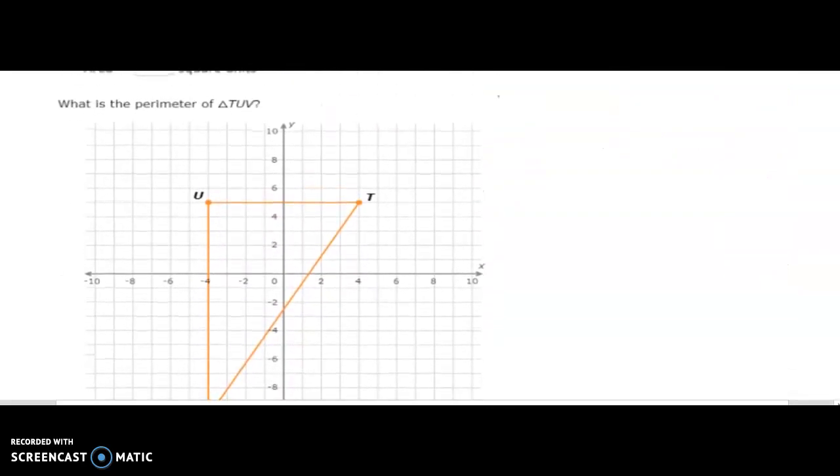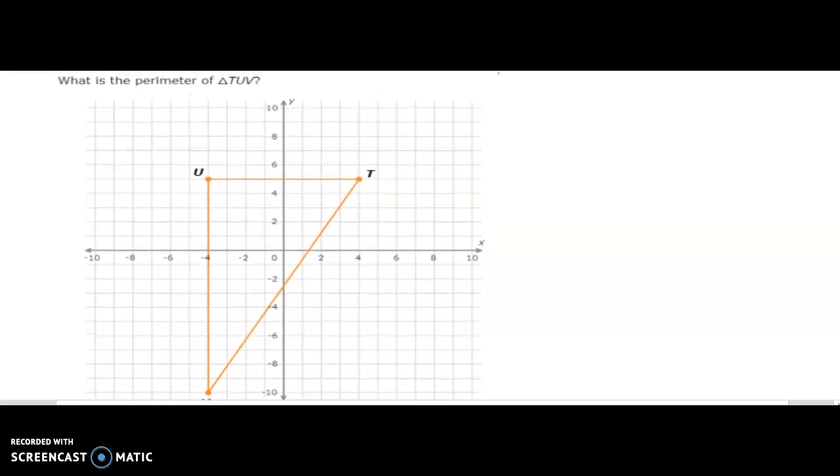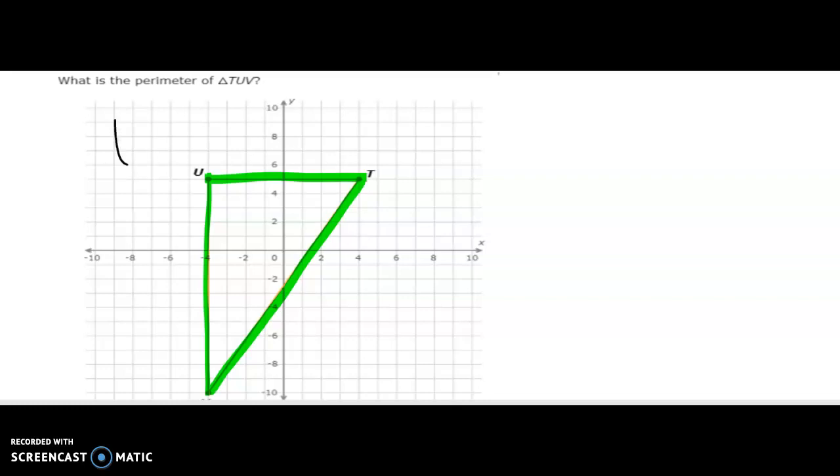Okay, now we're going to perimeter of a triangle. Perimeter is the distance around. So I need to know the lengths of all three sides. So let's see. This one is at -4, 5. This one is at 4, 5. And this is at -4, -10.